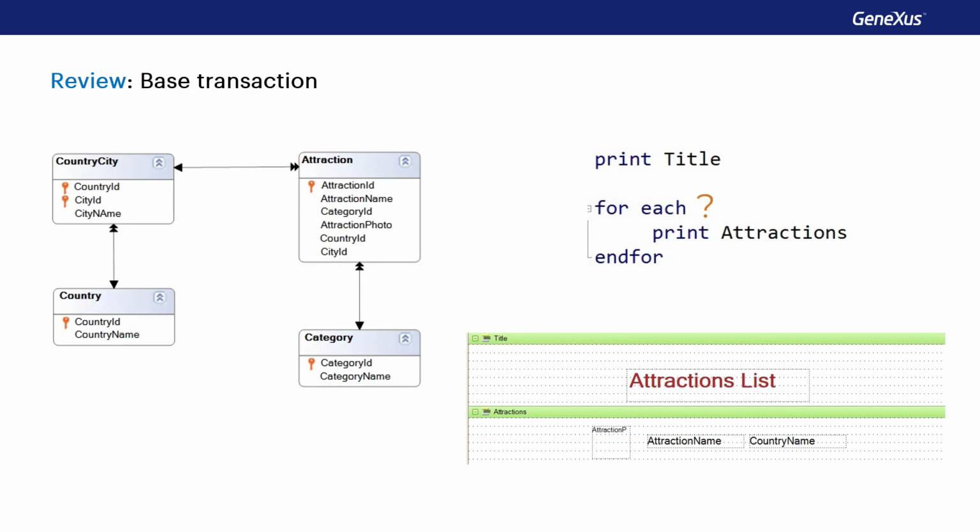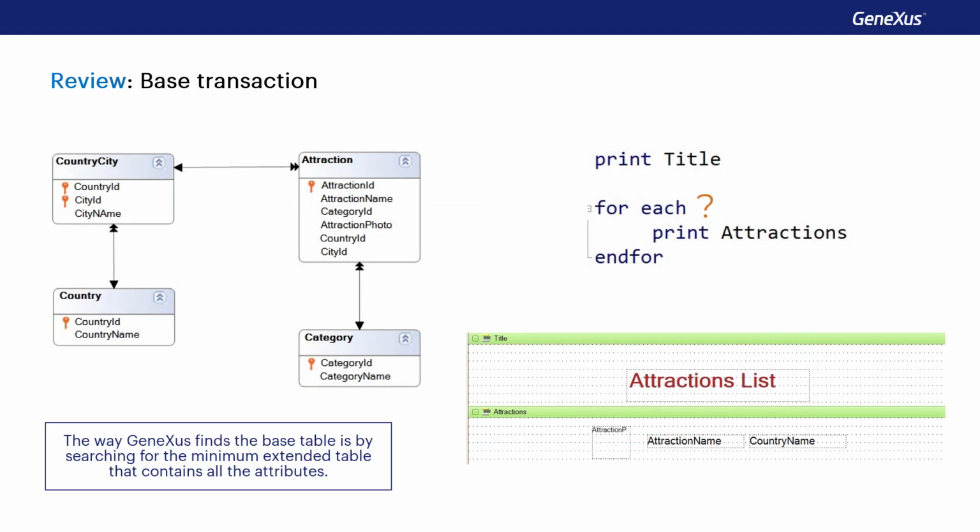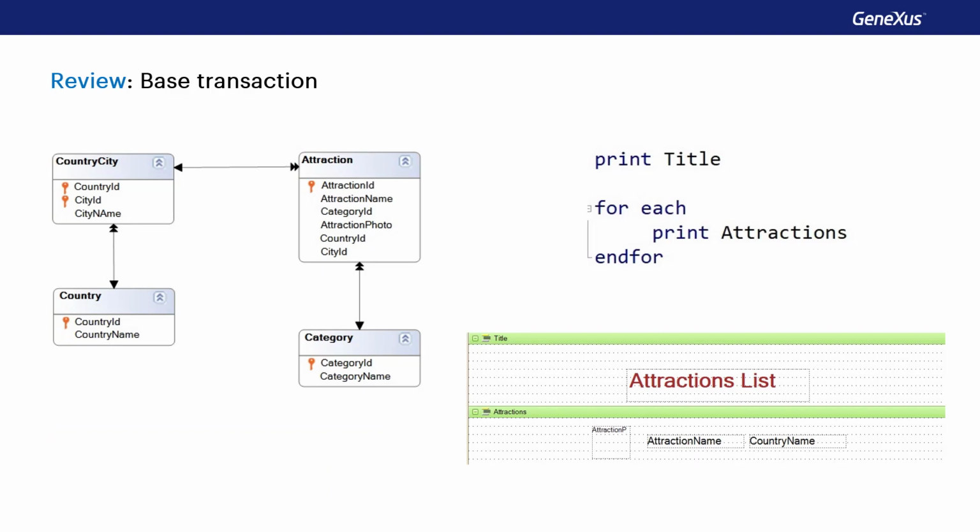So, is it mandatory to specify a base transaction for a forEach command? The answer is no. Genexus can calculate the base table of the forEach command from the attributes included in the command. The way to find the base table will not be seen in this course.